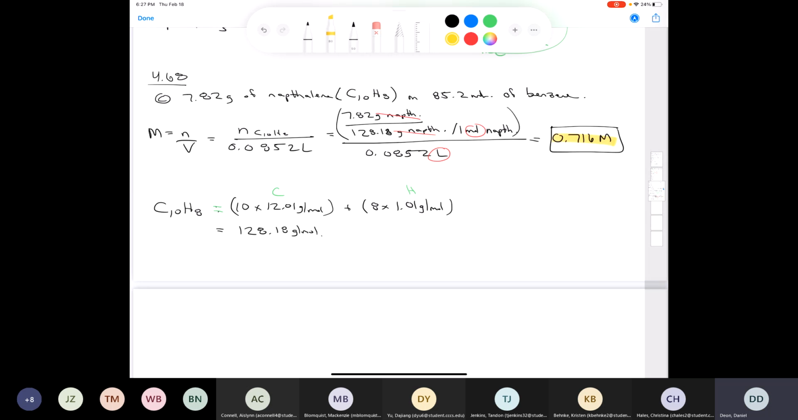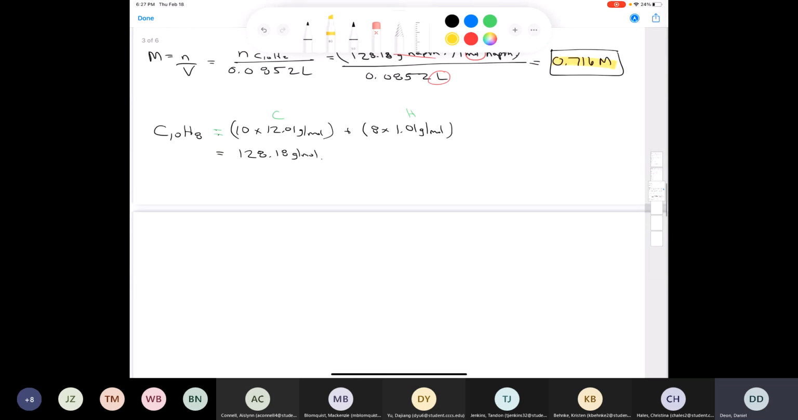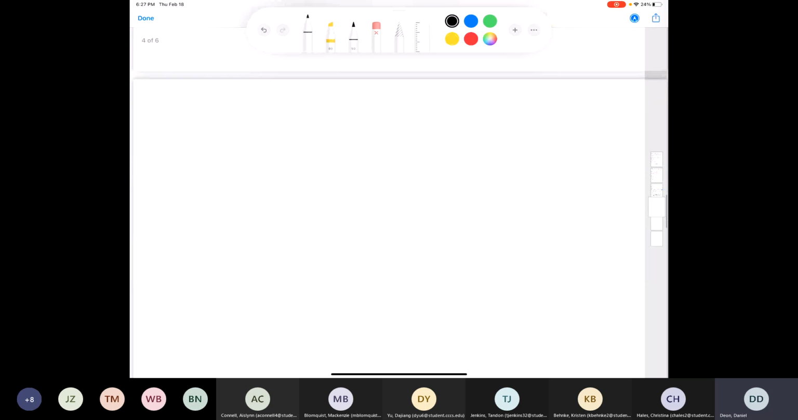Let's try 4.70. So 4.70, it says determine how many grams. So this is 4.70a. Says determine how many grams of each of the following solutes would be needed to make 250 milliliters of a 0.1 molar solution.